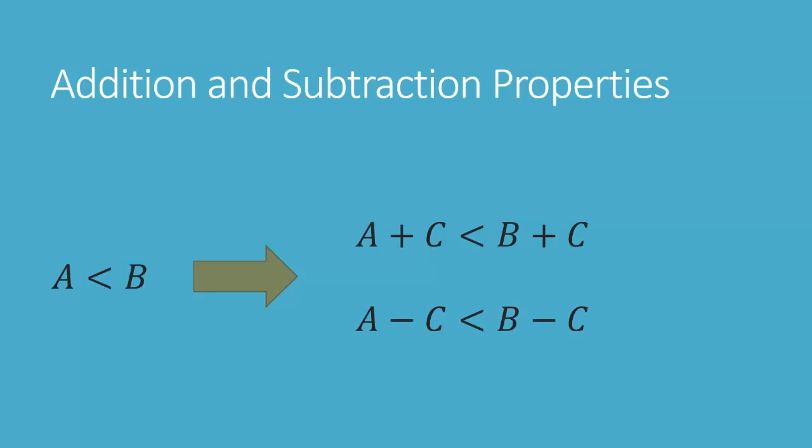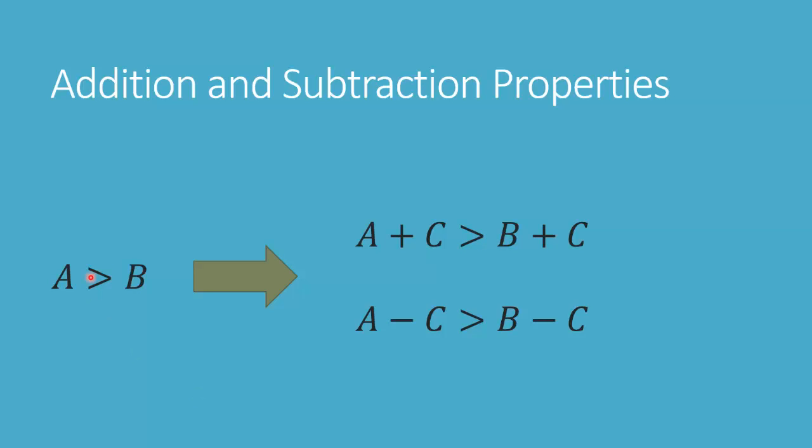Now, a lot of the exact same properties hold with inequalities as they do with equations. The biggest being, of course, addition and subtraction. If we know that A is less than B, whatever they are, then if we add C to both sides, this will stay true. Or if we subtract C from both sides, this is still true. Again, just like with equalities, whatever you do to the left, you have to do to the right. That way it keeps it balanced.